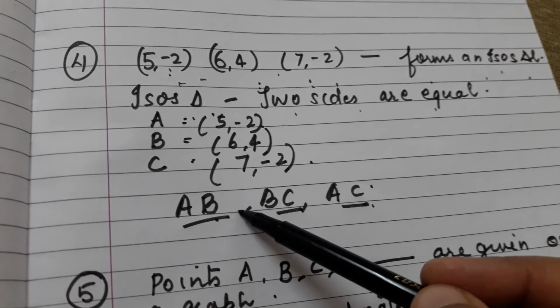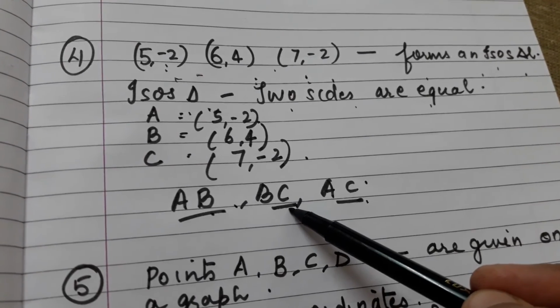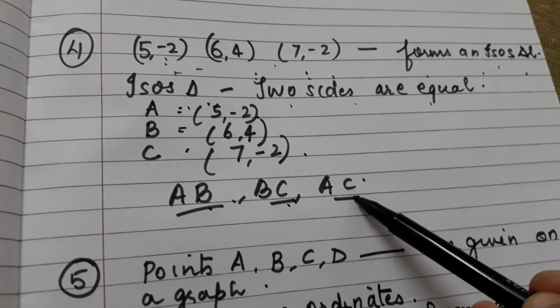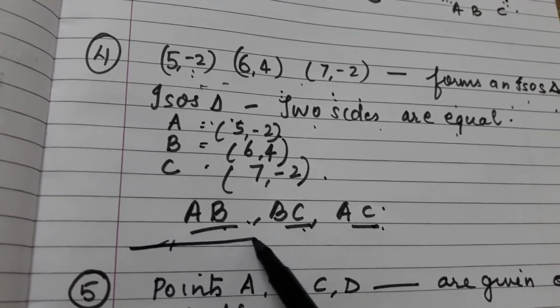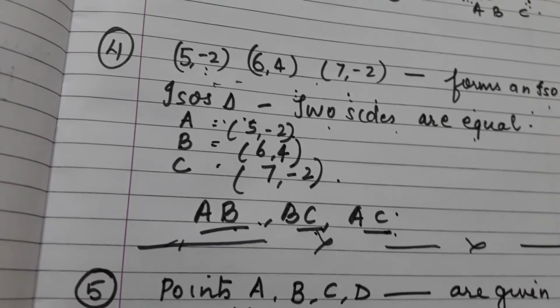How will you find AB? Using the distance formula. How will you find BC? Distance formula, and AC also using the distance formula. So this is how you will verify that it forms an isosceles triangle.